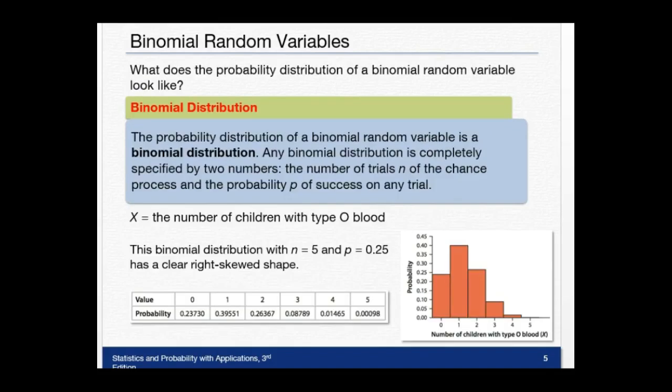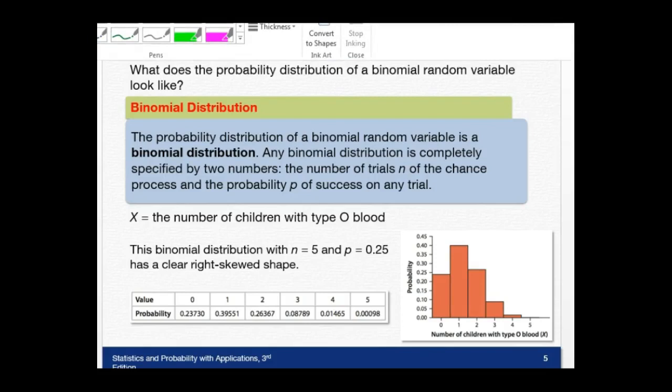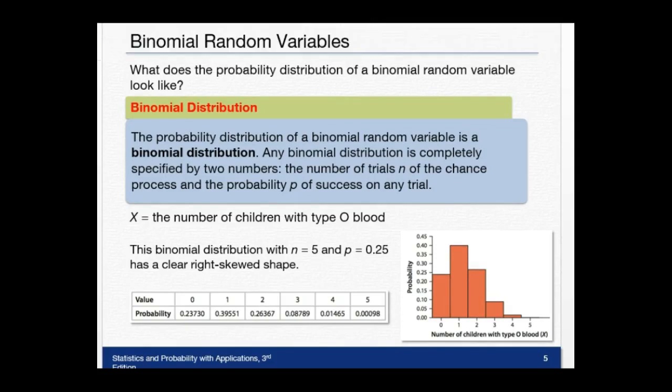What does the probability distribution of a binomial random variable look like? The distribution of a binomial random variable is a binomial distribution. That's the name. Any binomial distribution is completely specified by 2 numbers: the number of trials of the process and the probability of success.